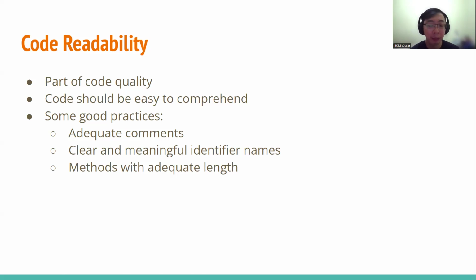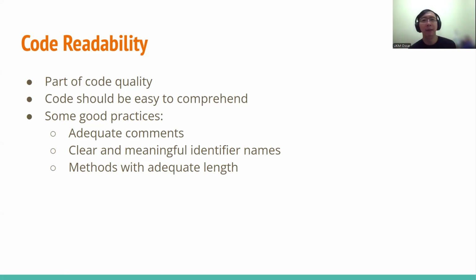So when people read the variable names, they understand, oh, this is the purpose. When people read a function name, they will understand, oh, this is what it will do. When people read a parameter name, they will think, oh yeah, I know, this is what the parameter will do. Something like that. And of course, the next one is methods with adequate length.